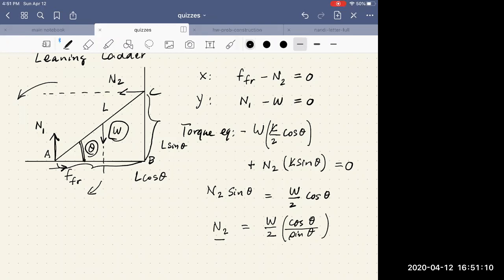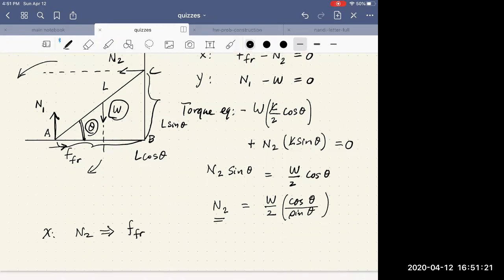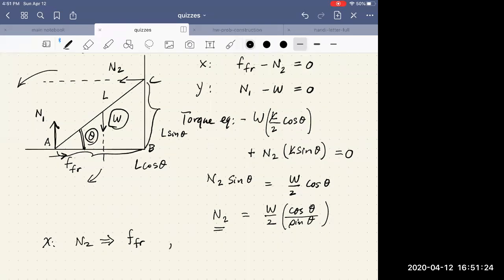So knowing W, N2 can be found. X equation then means N2 would imply knowledge of the friction force. In fact, the two should be the same. And knowing from Y equation, knowing W would mean N1 is also known. So let me write it this way, that W alone means N1 is also known. So we have found N1, we have found F friction, and we have found N2, all the forces that need to be found by doing this torque problem.